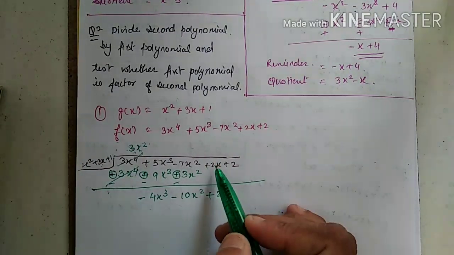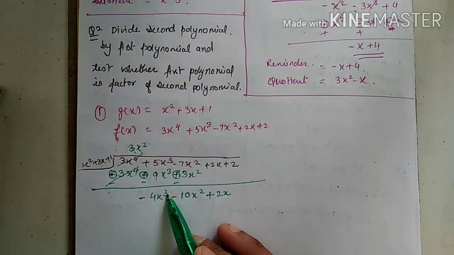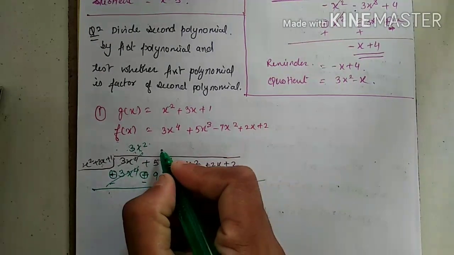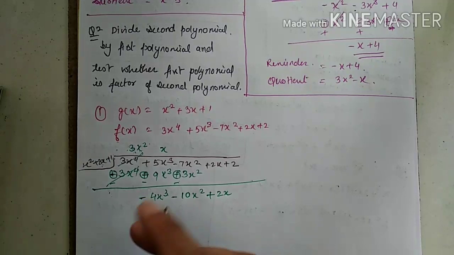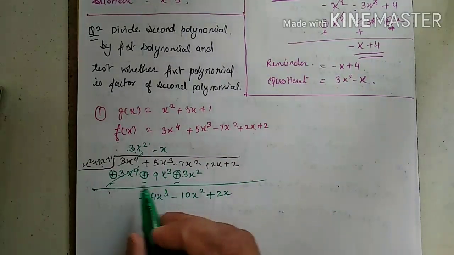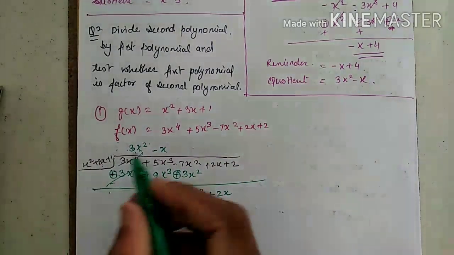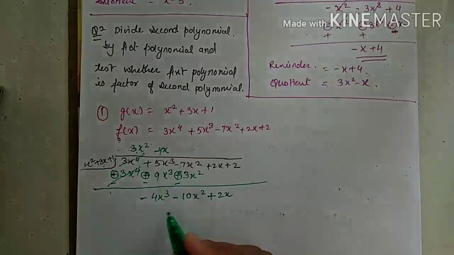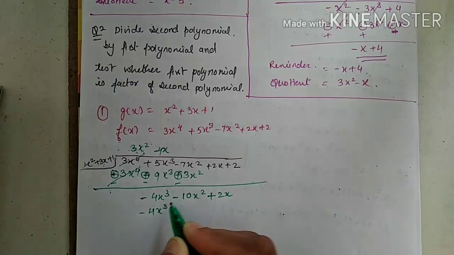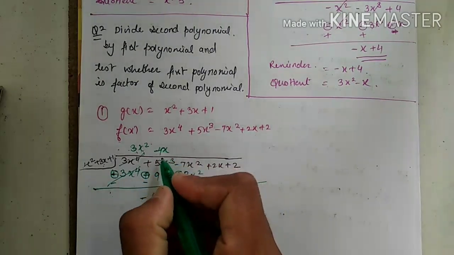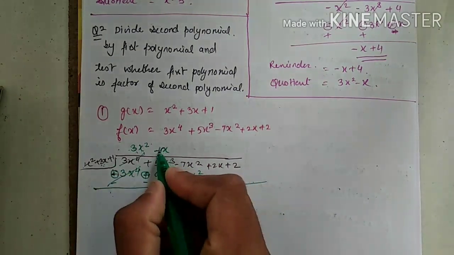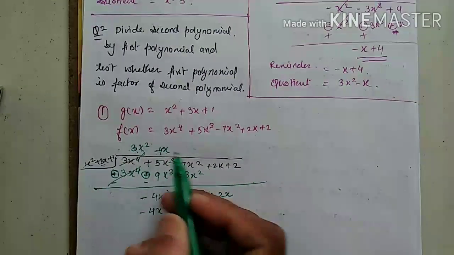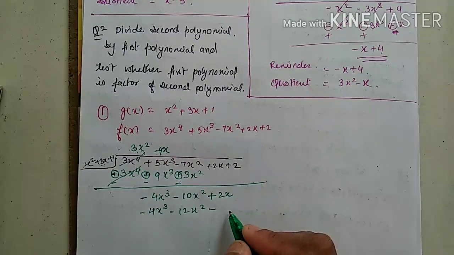Now again, I have taken 2x down. Now again, here is x cube and here is x square, so I have to multiply x, correct or not? Yes. Here it is positive, here it is negative, so I have to multiply by negative. Here is 4, here is x, so I have to multiply with 4x. Multiply 4x into x square, minus 4x cube, and minus 4x into 3x: 4 3s are 12, 12x square, plus minus minus 4x into 1, 4x.